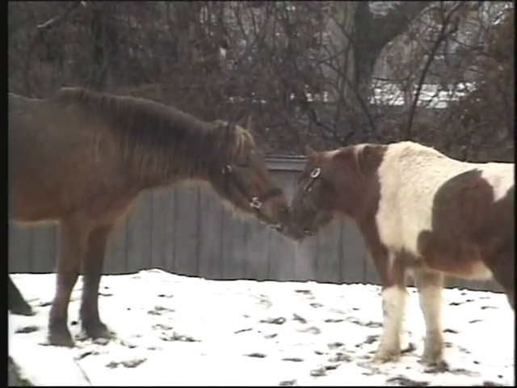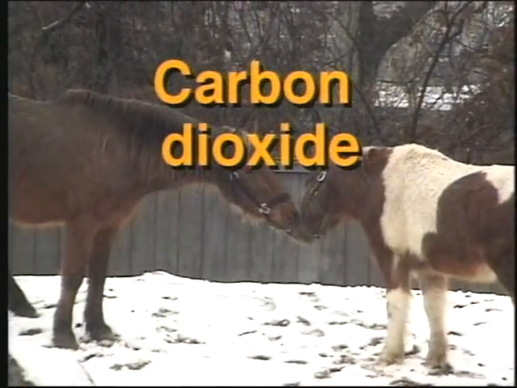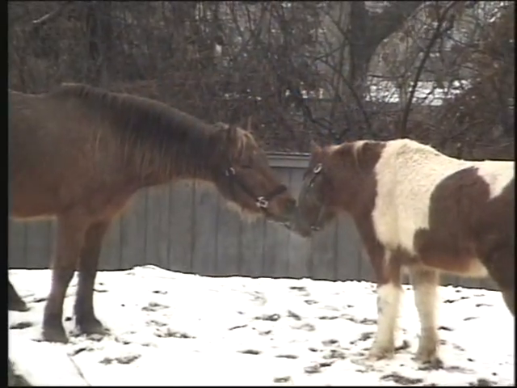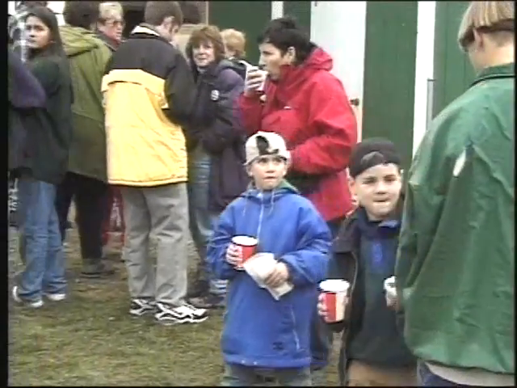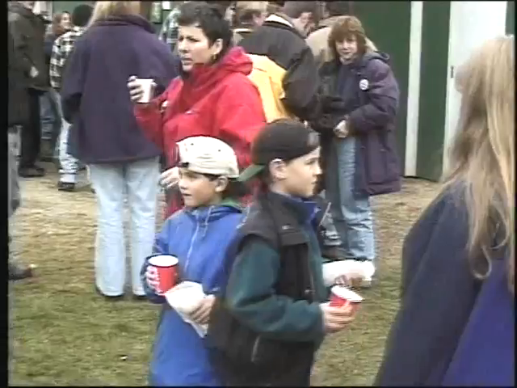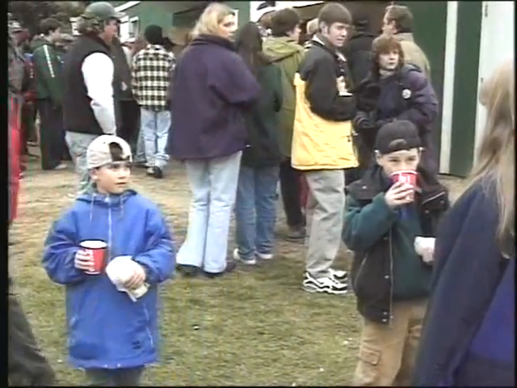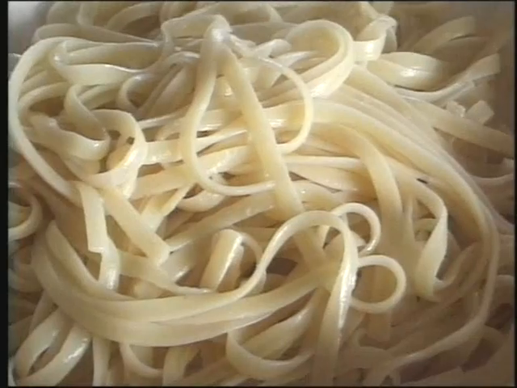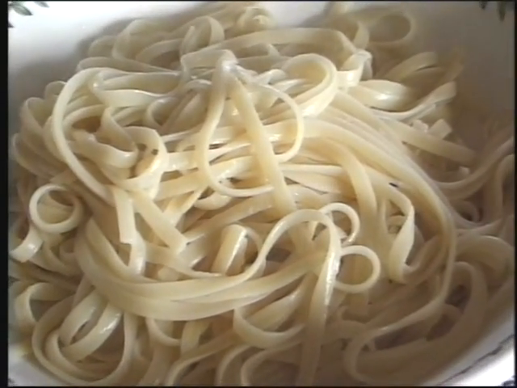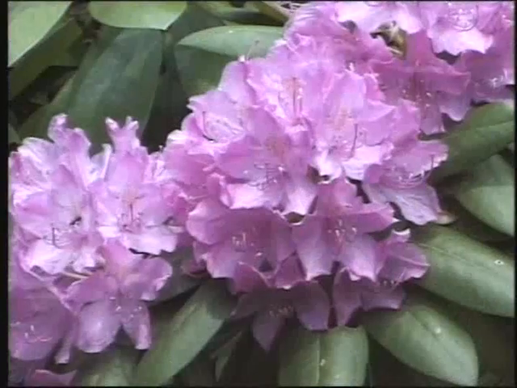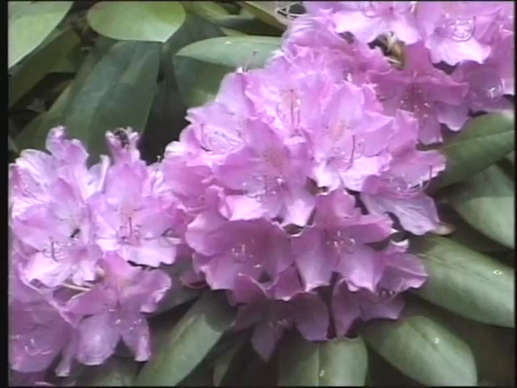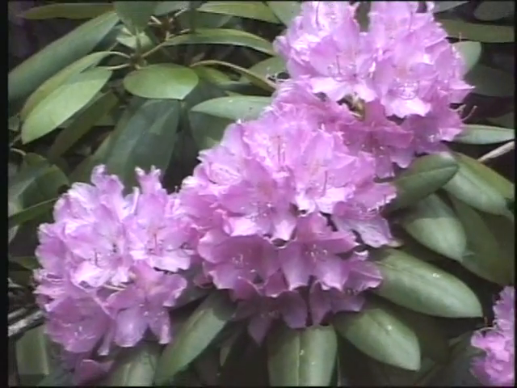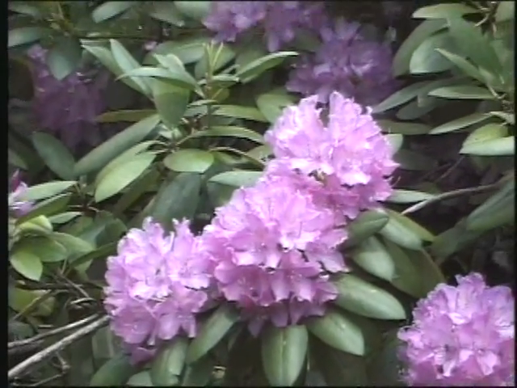Another example of a compound is a substance you and most animals breathe out. This is carbon dioxide. It is made up of the elements carbon and oxygen. All of these examples of compounds are fairly simple. We also come in contact with many complex compounds. Some of the foods we eat, such as this pasta, are made of many elements. And plants, such as these flowering shrubs, contain compounds made up of dozens of different elements.